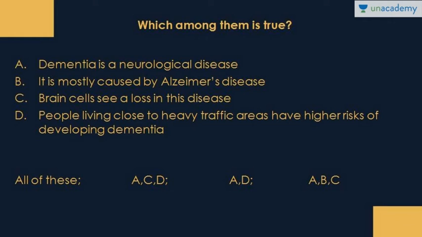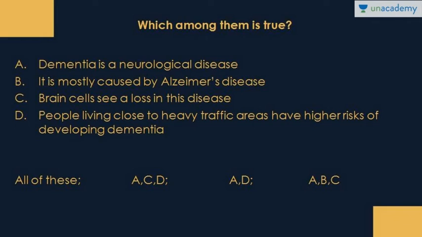Next, which among them is true? A, dementia is a neurological disease. B, it is mainly caused by Alzheimer's disease. C, brain cell loss in this disease. D, people living close to heavy traffic areas have higher risks of developing dementia. So why this is important, we'll study in the next slide.